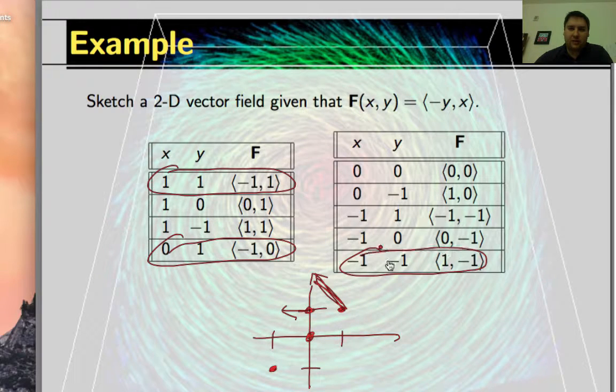I'm doing this line right now. The vector there is 1, negative 1, so I'm going to the right 1 and down 1. So it's going to look something like this, I guess. Okay. And you could graph the rest of these, try it yourself just to have a little fun with it.